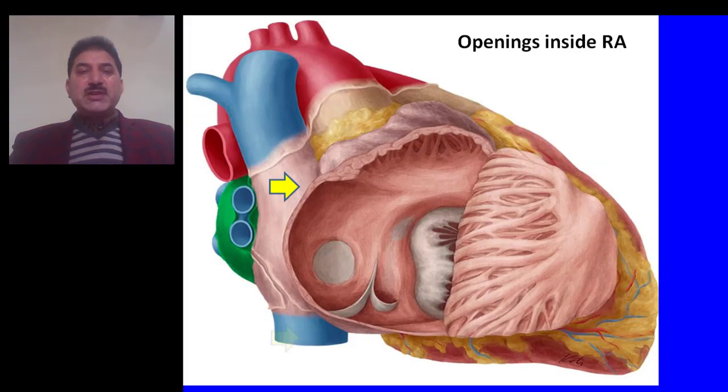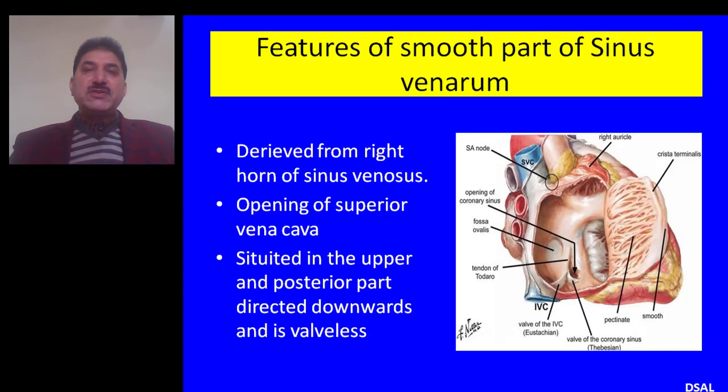There is opening of superior vena cava, opening of inferior vena cava, tricuspid opening or right atrioventricular opening through which blood passes from the right atrium into right ventricle. There is opening of coronary sinus. Coronary sinus drains the whole venous blood of the heart except that drained by the anterior cardiac veins and venae cordis minimae. And features of smooth part of sinus venarum.